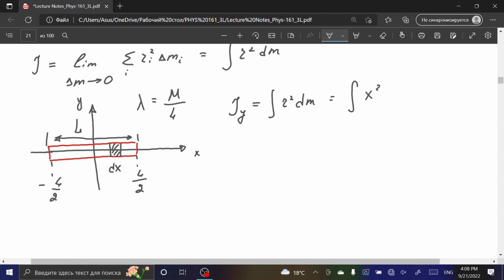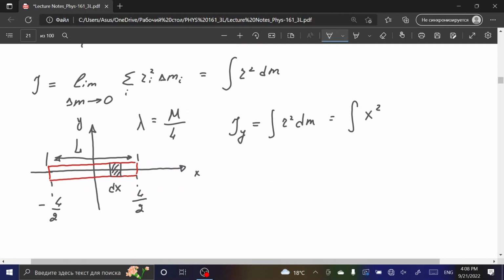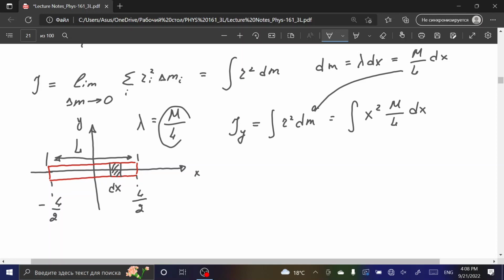Integral over x squared times dm. So instead of dm, we can write that dm is equal to lambda times dx. And instead of lambda, we can substitute this expression. So it will be capital M over L times dx. So now we can substitute it here instead of dm. So it will be M over L times dx.